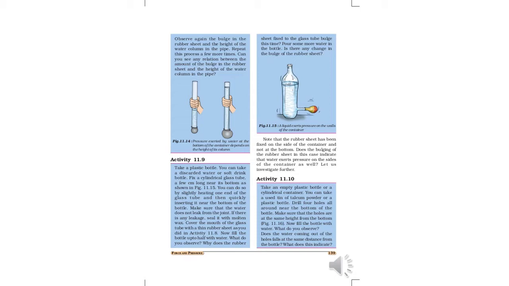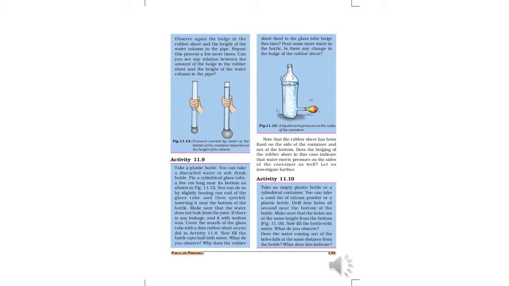So from this we can conclude that the liquid in the container exerts pressure on the walls of the container. The pressure exerted by liquid on the walls of the container increases proportionally as the height of the liquid column from the bottom increases. More water is added, more is the height of the water column, so more and more bulging will be there. If less water is added, less bulging is there. So it increases proportionally with the height of the water column.